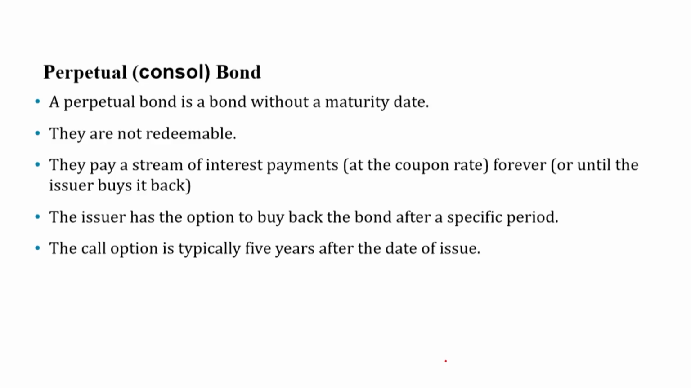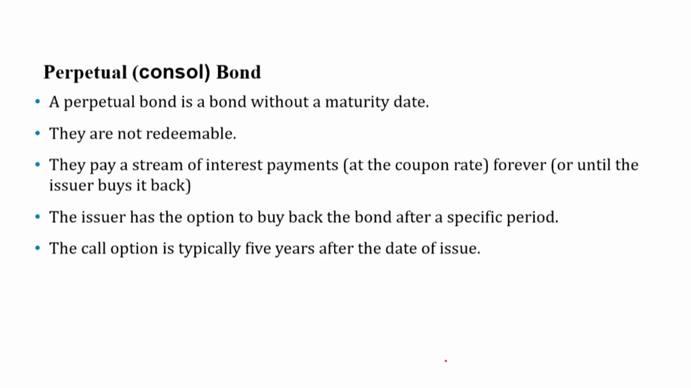Before moving further, let me also explain another kind of bond, called a perpetual bond. A perpetual bond is a bond without any maturity date. That means it is issued forever, so it is not redeemable. The screenshot I showed you in the previous slide is for 50 years. That is not a perpetual bond, because a perpetual bond has no maturity date at all.